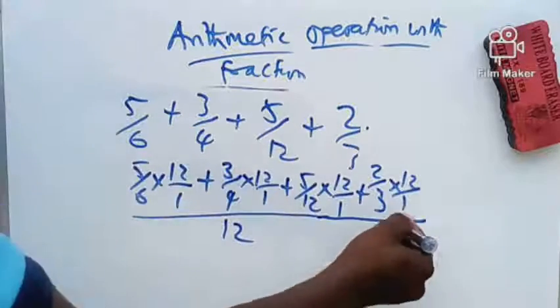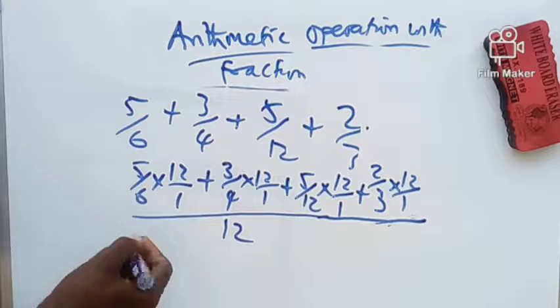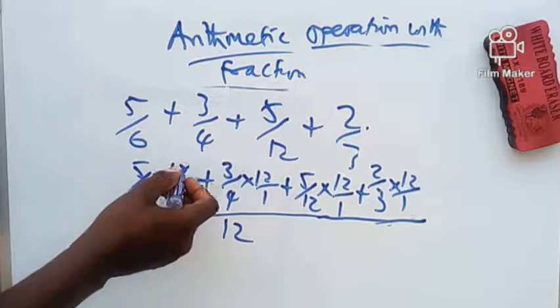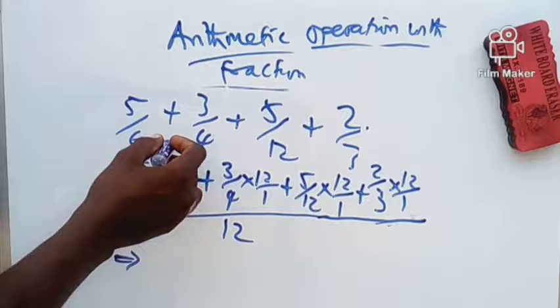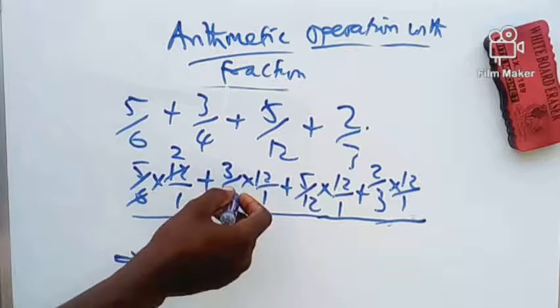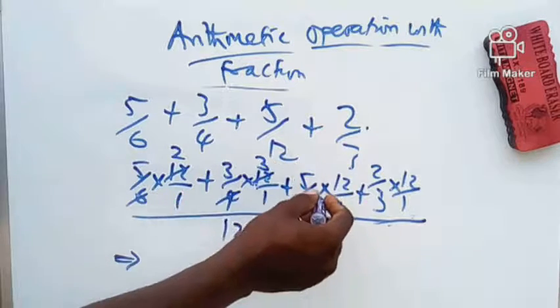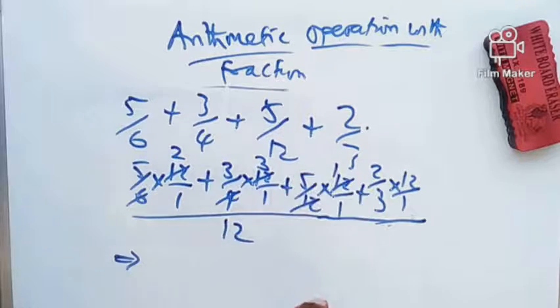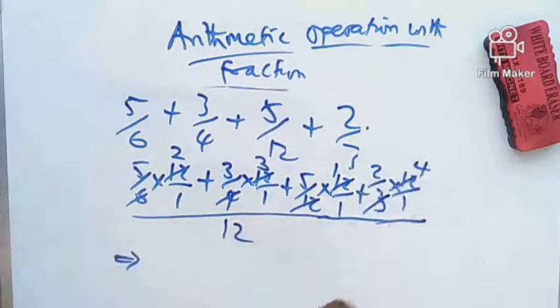So let's continue. In this case, what's the next thing? We simplify. So to simplify this, now something can divide. We know that 6 can go into 12. How many times? 2 times, because 6 times 2 is 12. So this will give us 2 here. 4 can go into 12. How many times? 3 times. 12 can go into 12 just once. 3 can go into 12. How many times? 4 times.